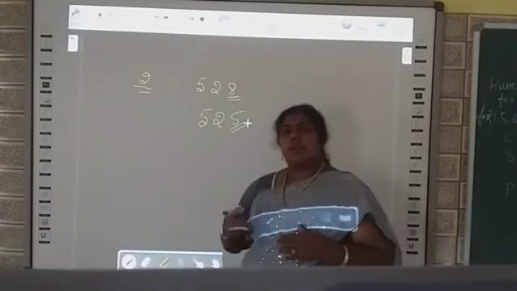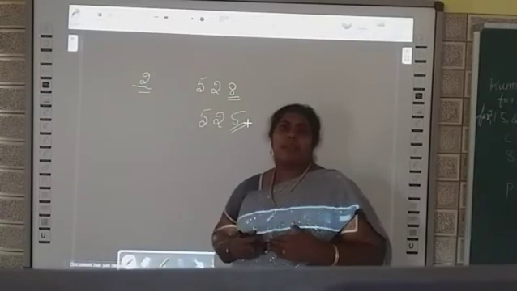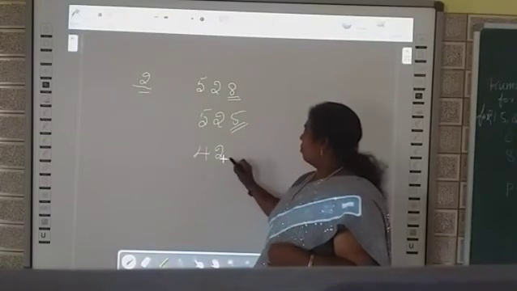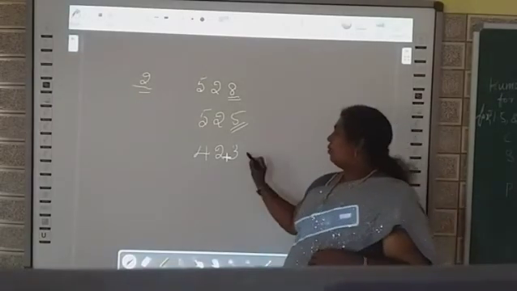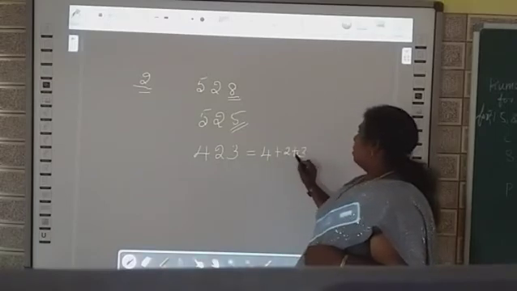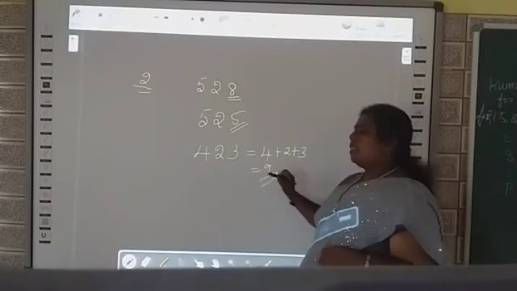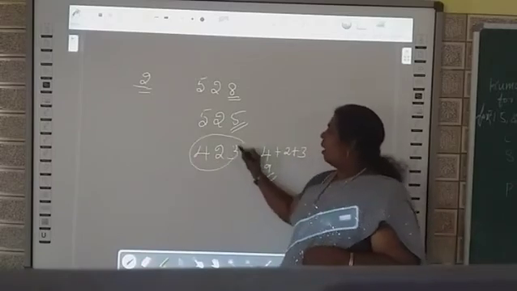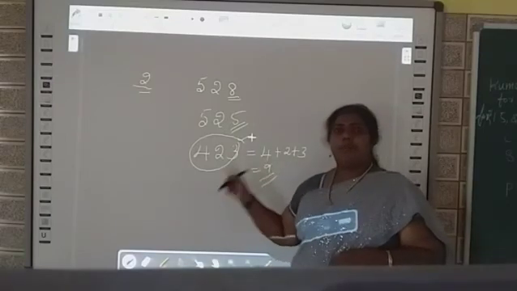Divisible by 3, how can we find? If the sum of the digits is divisible by 3, then we can divide that number by 3, isn't it? For example, 423. Sum of the numbers means you have to add the digits. 4 plus 2 plus 3. So 4 plus 2 is 6. 6 plus 3, how much? 9. This 9 is divisible by 3, right? So this number we can now divide by 3. Do you understand?